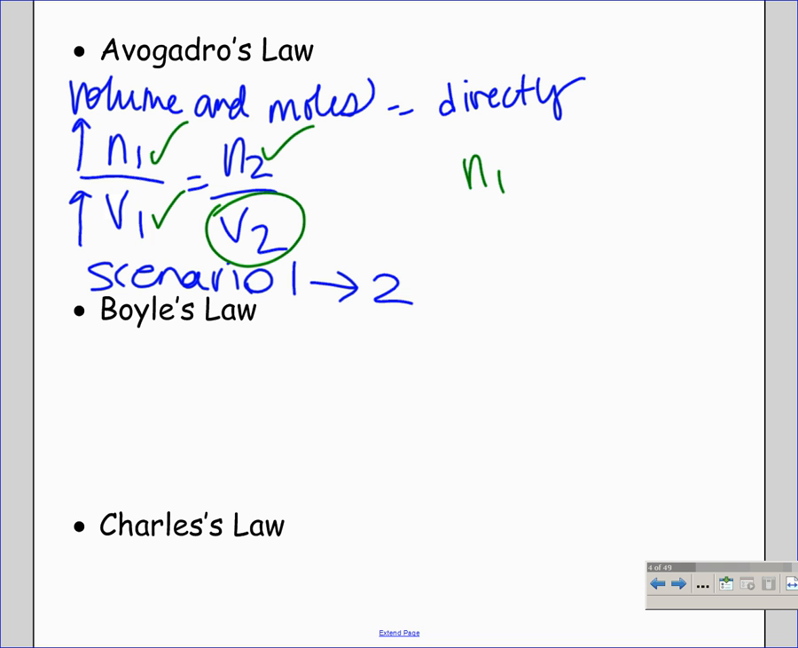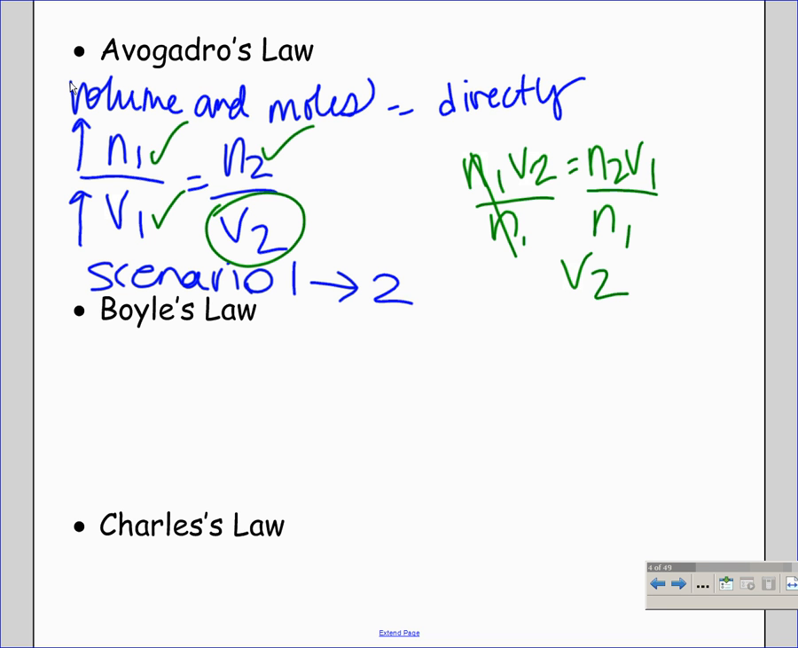So N1 times V2 is equal to N2 times V1. That's cross multiplication and division. So dividing by what? The known, the N1, right? Divide by N1, solve for V2. Cross multiplication, division, or whatever you guys do.